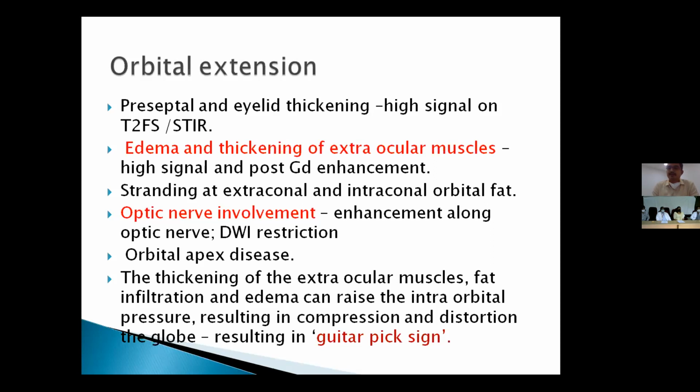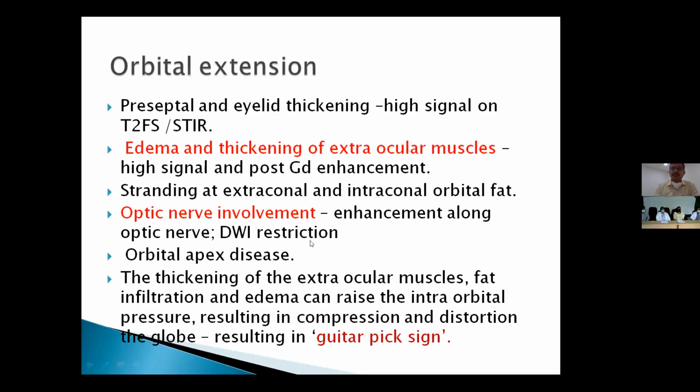Next is stranding of the extraconal and intraconal orbital fat. Orbital fat stranding is indicative of orbital cellulitis, which indicates orbital involvement in invasive fungal sinusitis. Later on, optic nerve involvement can occur. Optic nerve involvement can manifest as diffusion restriction, and it will show enhancement on post-contrast gadolinium images. Later on, orbital apex involvement can occur, and through the orbital apex, it can enter the cavernous sinus and have intracranial extension also.